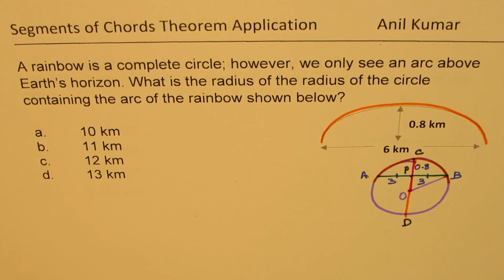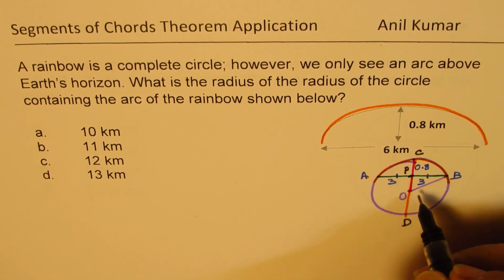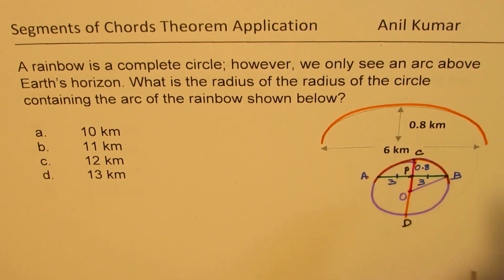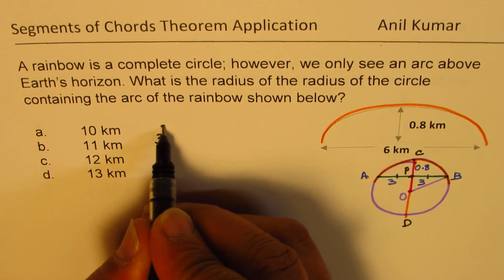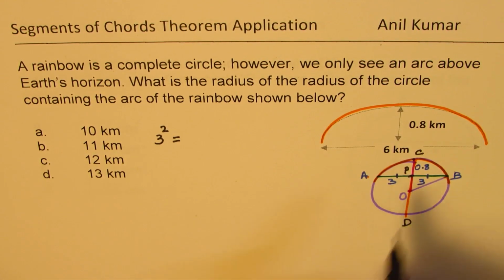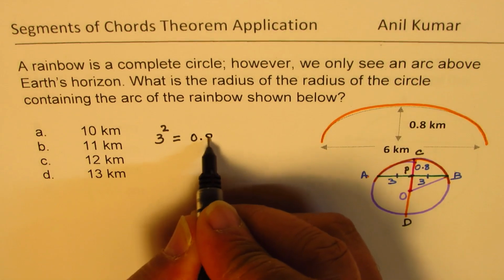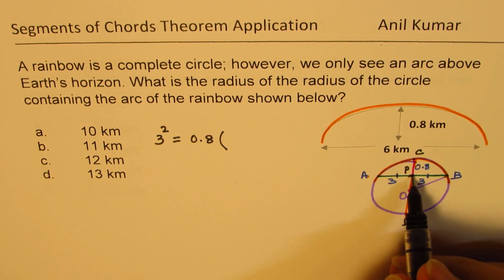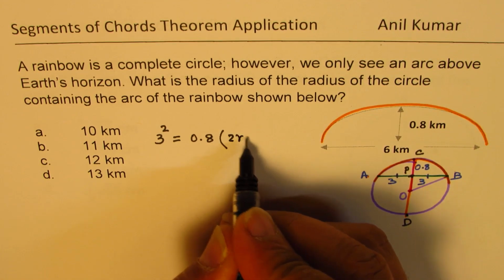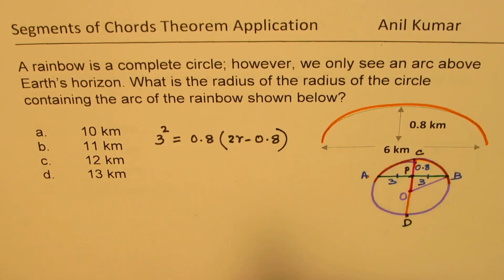Correct? So in that case, we see that the diameter is 2r, right? So this length here to here is 2r minus 0.8. Therefore, what we have here is 3 times 3, which is 3 square, should be equal to 0.8 times this length, which is 2r minus 0.8, right? Correct? We have used the segments of chords theorem.